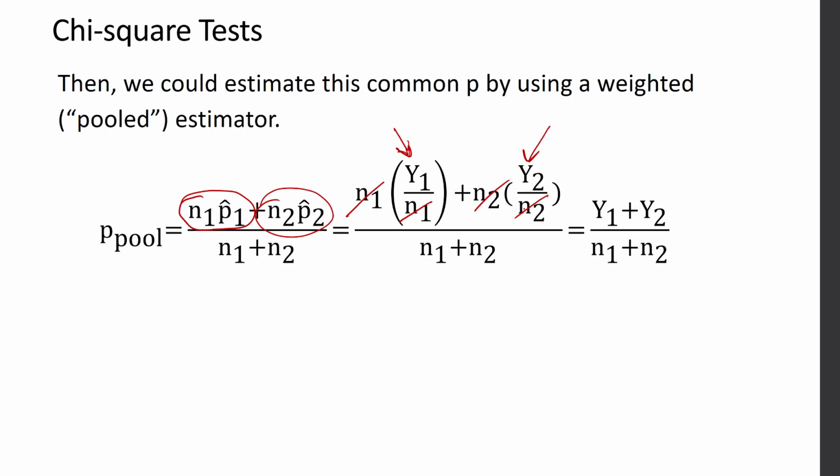Now what's Y1 plus Y2? That's just our total number of yeses across both groups. And what's N1 plus N2? The total sample size across both groups. So the pooled estimator of the overall proportion of saying yes makes sense. It's just the total number of yeses ignoring the groups divided by the total sample size ignoring the groups.